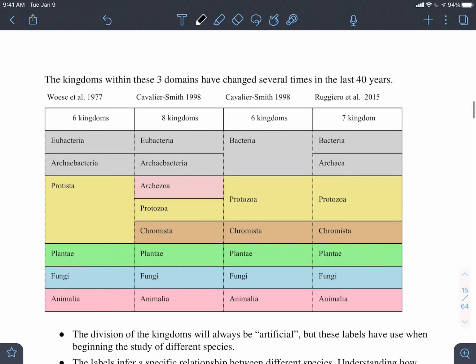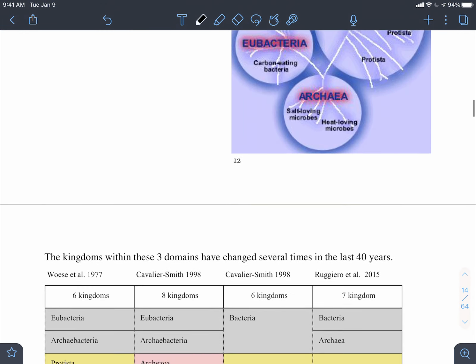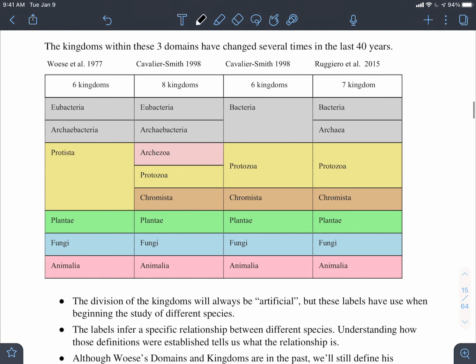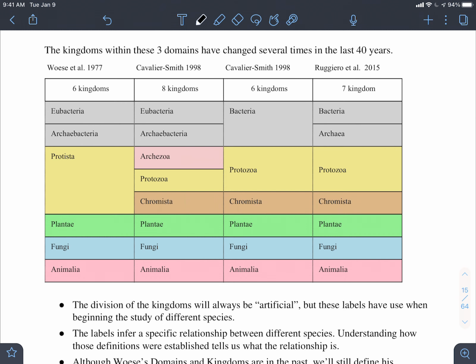So this is what it looks like now. Now, I did not even mention that in 2015, this system was split up yet again. So here's 1977 up till 2015. Here are some of the ways that the organisms and their characteristics have changed. So previously, in 77, we mentioned the six kingdoms. We had eubacteria, we had the archaeobacteria, we had protista, we had plantae, fungi, animalia.